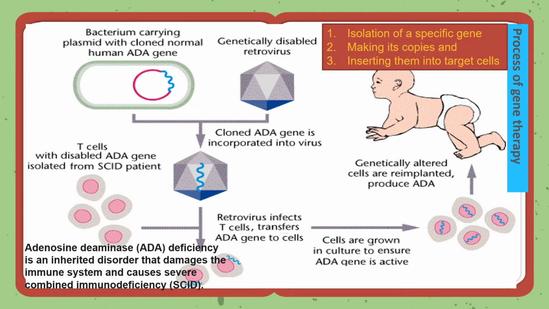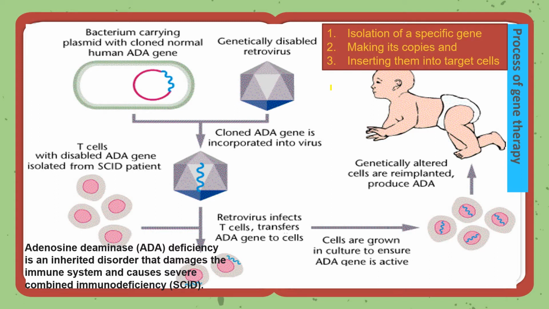Then we pass on to the process of gene therapy. Here, students, we have three important stages in the process of gene therapy. One is isolation of a specific gene. Second is making its copies and inserting them into target cells. The first clinical gene therapy was given in the year 1990 by French Anderson to a 4-year-old girl with adenosine deaminase deficiency. So what is ADA deficiency? It is adenosine deaminase deficiency which causes SCID.